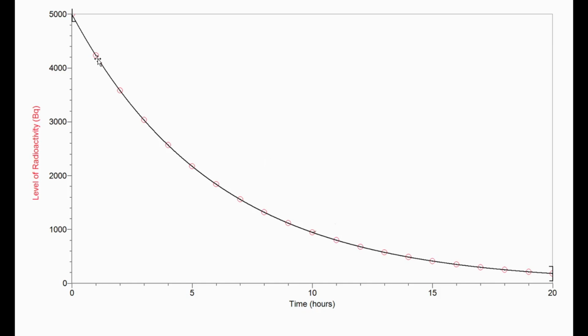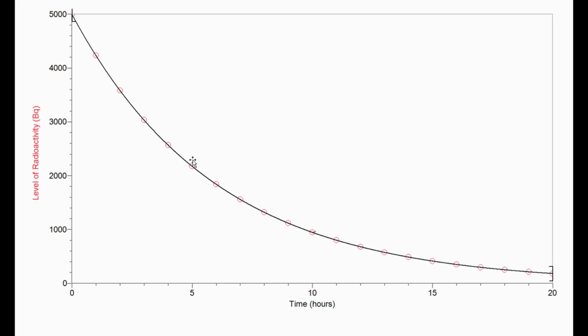Let's have a look at the axes. So the level of radioactivity has been measured. Now it's measured in a unit called becquerels. Don't worry about that for now. But basically that tells us about how many decays we're getting every second. So it starts out, right at the beginning of this experiment, we were getting a figure of 5,000 for the level of radioactivity. And over time that fell, as you can see.